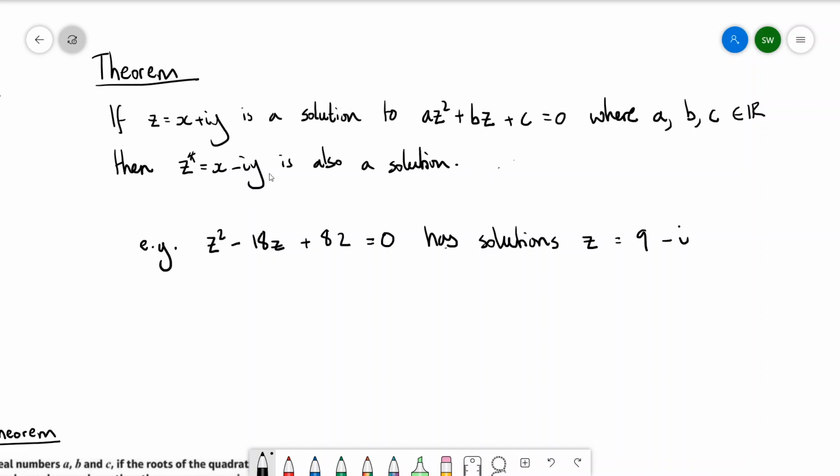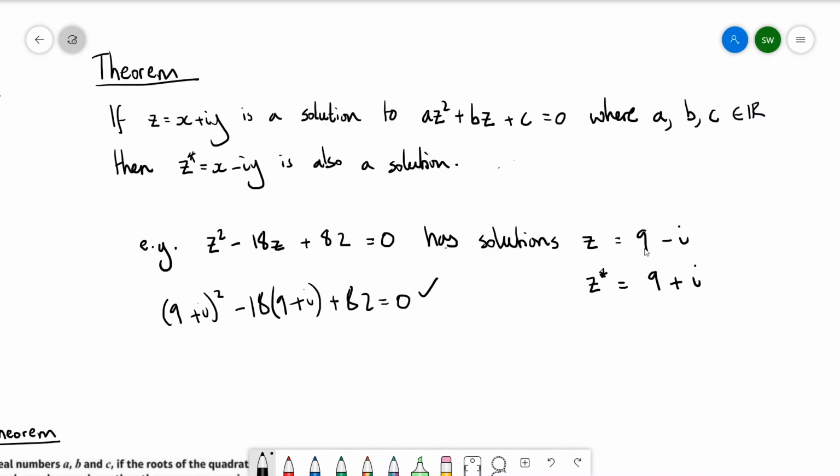I'm not going to prove that in this video, but I'm going to do that in another video because it's not on the specification, so you can watch that if you're interested. For example, if we had a quadratic equation here with the solution z equals 9 minus i, then we know it's going to have another solution, which is the complex conjugate of z, which is 9 plus i. If you wanted to, you could check that if you substitute in 9 plus i, you do get 0. You might want to do that now, just to make sure that it does actually work.